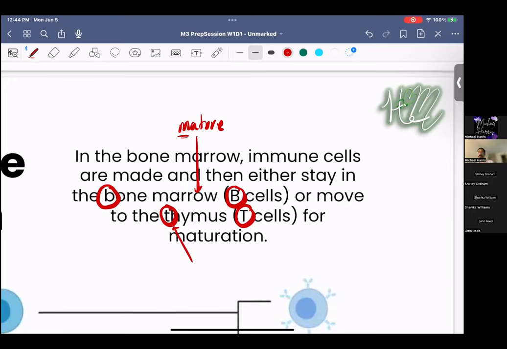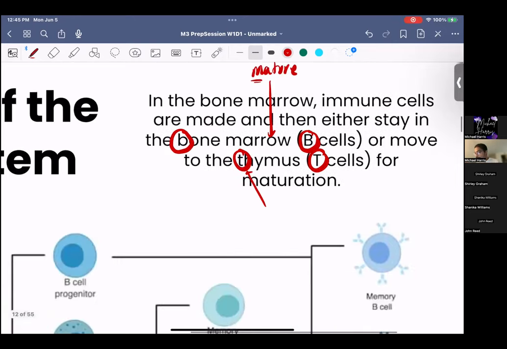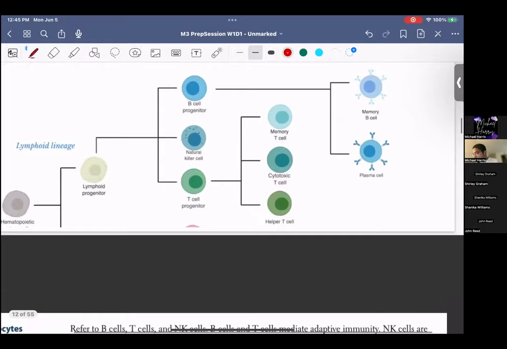Now, let me ask you this question. You learned back in year one that the thymus eventually degenerates into fat, right? So my question is this: do you make new T cells after your teenage years? No. Perfect. You do not do any more maturation of T cells because the thymus has now degenerated into fat. This is where T cells go to mature. Now, let's keep going on. Yeah, we'll talk about it later.